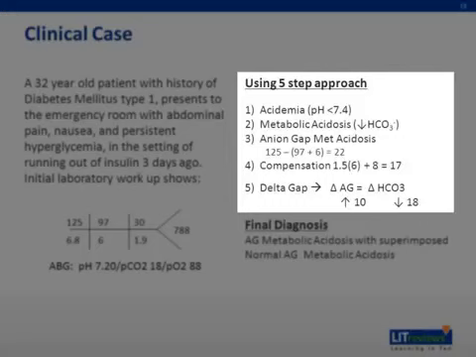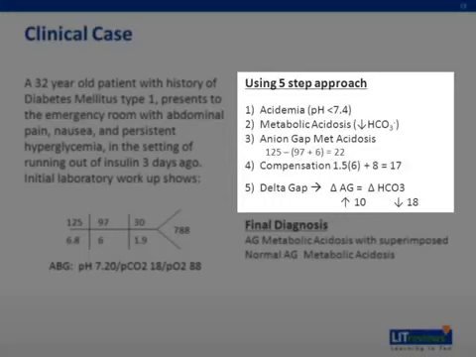Step 4, what is the compensation? Using Winter's formula, we see that for a bicarbonate of 6, the expected CO2 is 17 plus or minus 2. In this case, the CO2 is 18, so there is an adequate compensation. And finally, step 5, what is the delta gap? We see that the anion gap increased from a normal of 12 to 22, so there's a change, or delta, of 10. It is expected then that the bicarb should also decrease by 10.